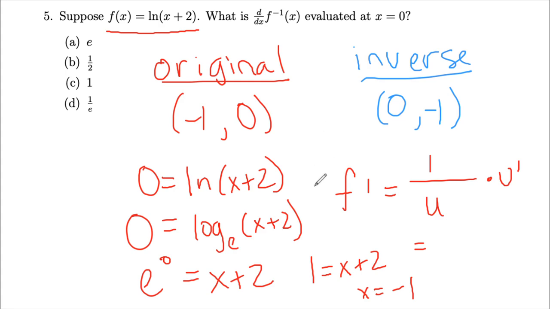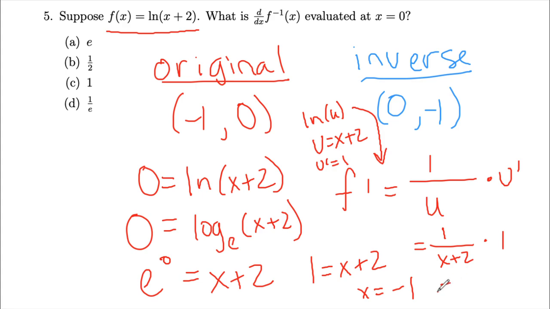I didn't explicitly write it out, but u equals x plus 2. So basically, I had the natural log of u, and then I took the derivative here. And so now plugging back in, I would get 1 over x plus 2 times u prime, which is just 1. So that would give me 1 over x plus 2. All right, now again, my x value here is -1.